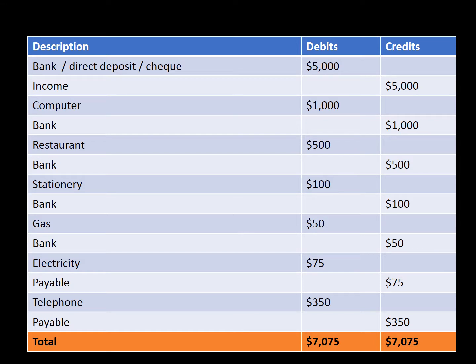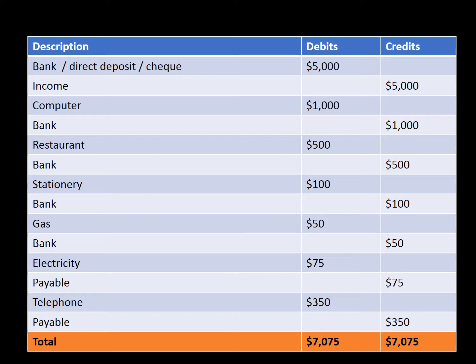When he received the salaries and wages for $5,000, he's debiting the bank as an asset and then crediting the income. So debit the bank account because it's an asset, and then credit the income. Later on he decided to purchase a computer for $1,000. So he's debiting the computer asset and then crediting the bank, because he needs to reduce the bank balance of $5,000 by $1,000 since he spent it purchasing a computer.